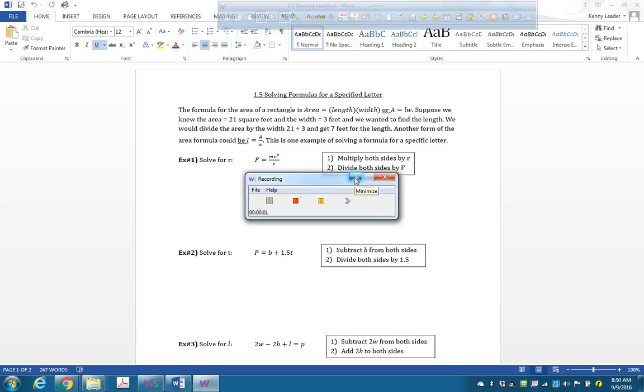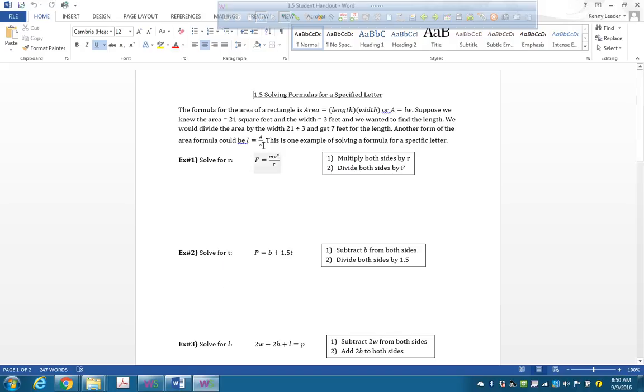Level math classes and stuff like that, you solve. So for instance, here's the example they give you. The formula for the area of a rectangle, length times width: A equals length times width. Suppose we knew the area is 21 and the width is 3, we want to find the length, okay? You could divide and do that.